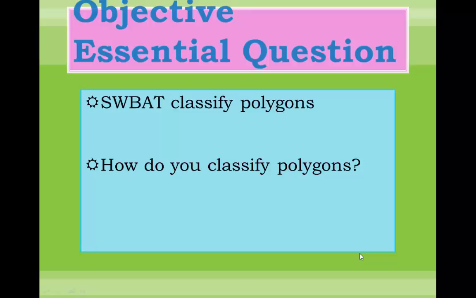So our objective, students will be able to classify polygons, and so naturally we want to know, how do you classify them? You can think of it this way. It's often a situation where you have to classify them according to some sort of characteristic, like animals, whether they have fur or whether they lay eggs and stuff like that. We classify certain animals. Well, the same thing is true in mathematics. We have certain figures that have certain characteristics, and we'll be classifying them according to their characteristics. So let's find out what those are.